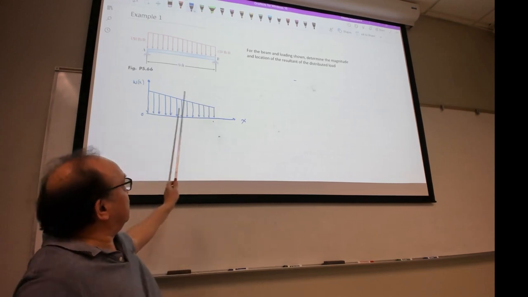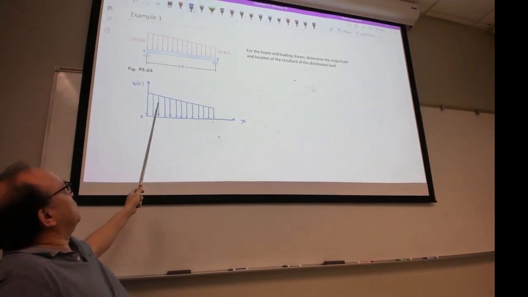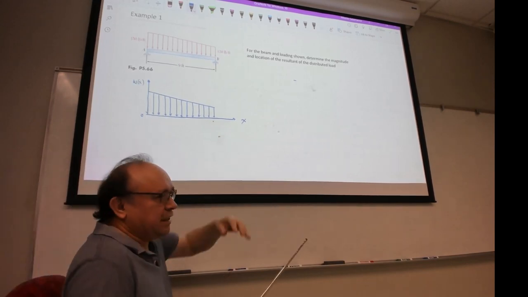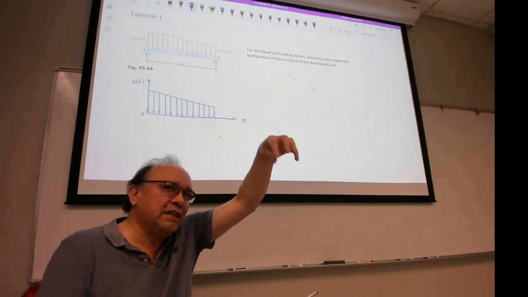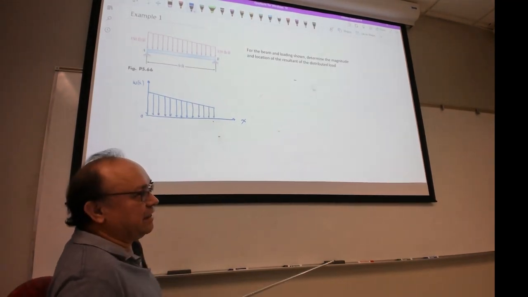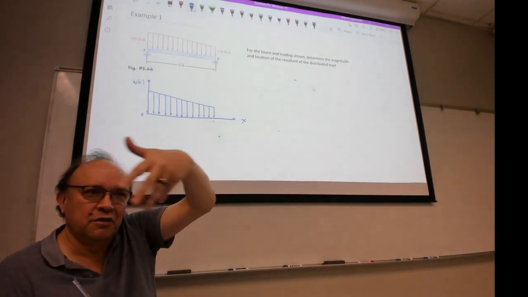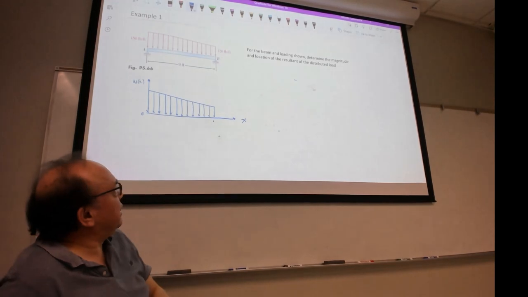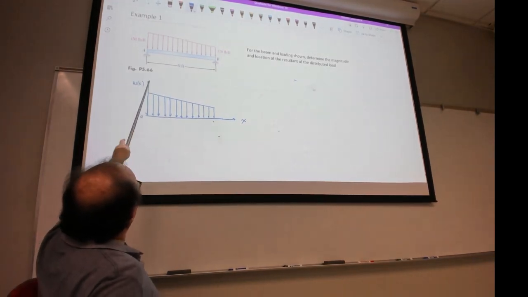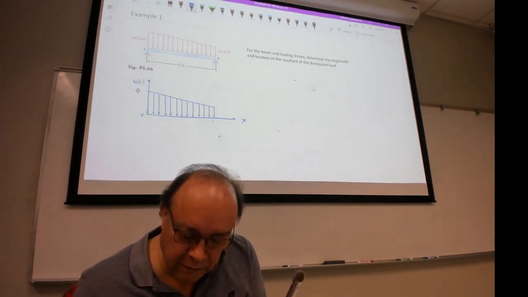These arrows, you can put more arrows, not too many, not too few. It's just a representation of the fact that the load is applied all over the place. You don't have to count these arrows or anything like that, right? Just a representation of a distributed load all over the length of the beam. And the intensity of the load at this point is 150. So you have a 150 here.